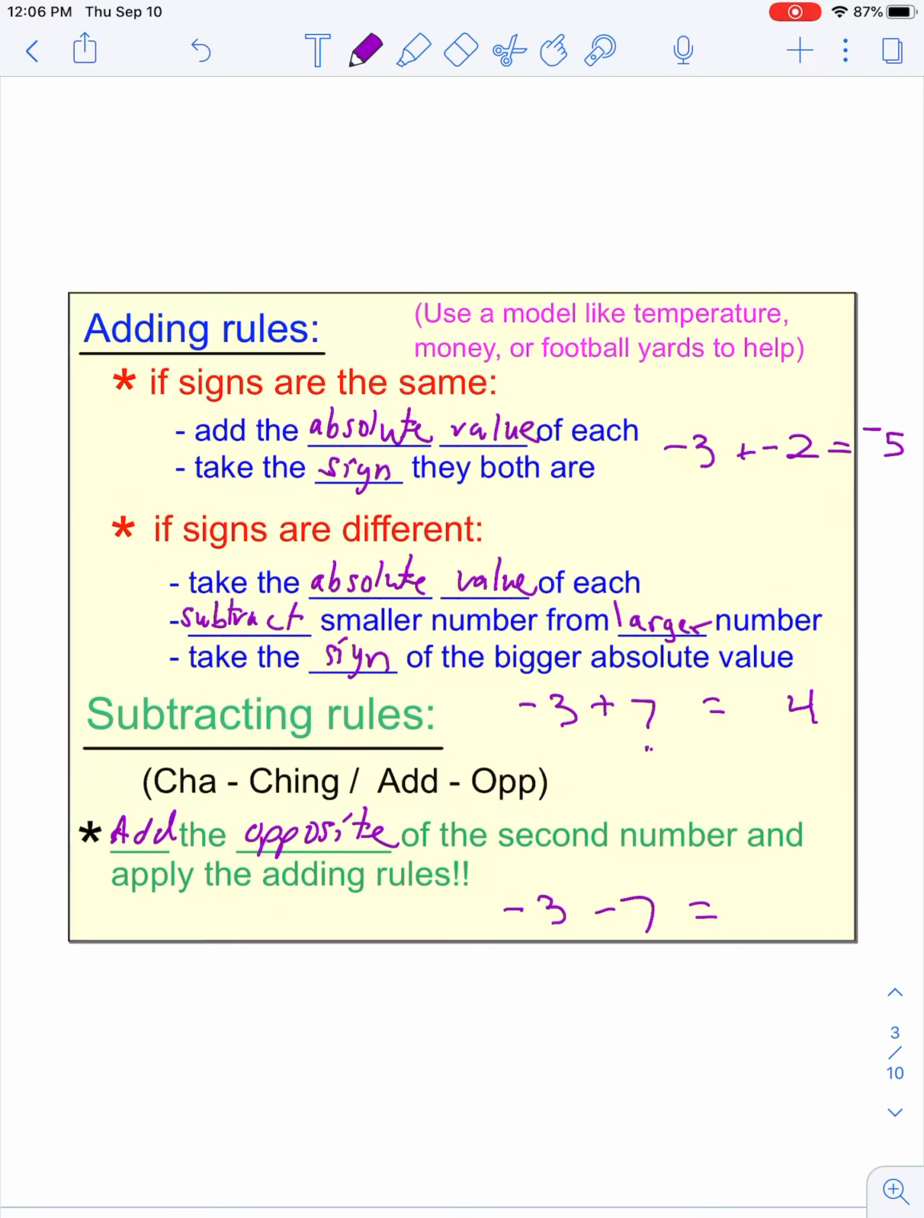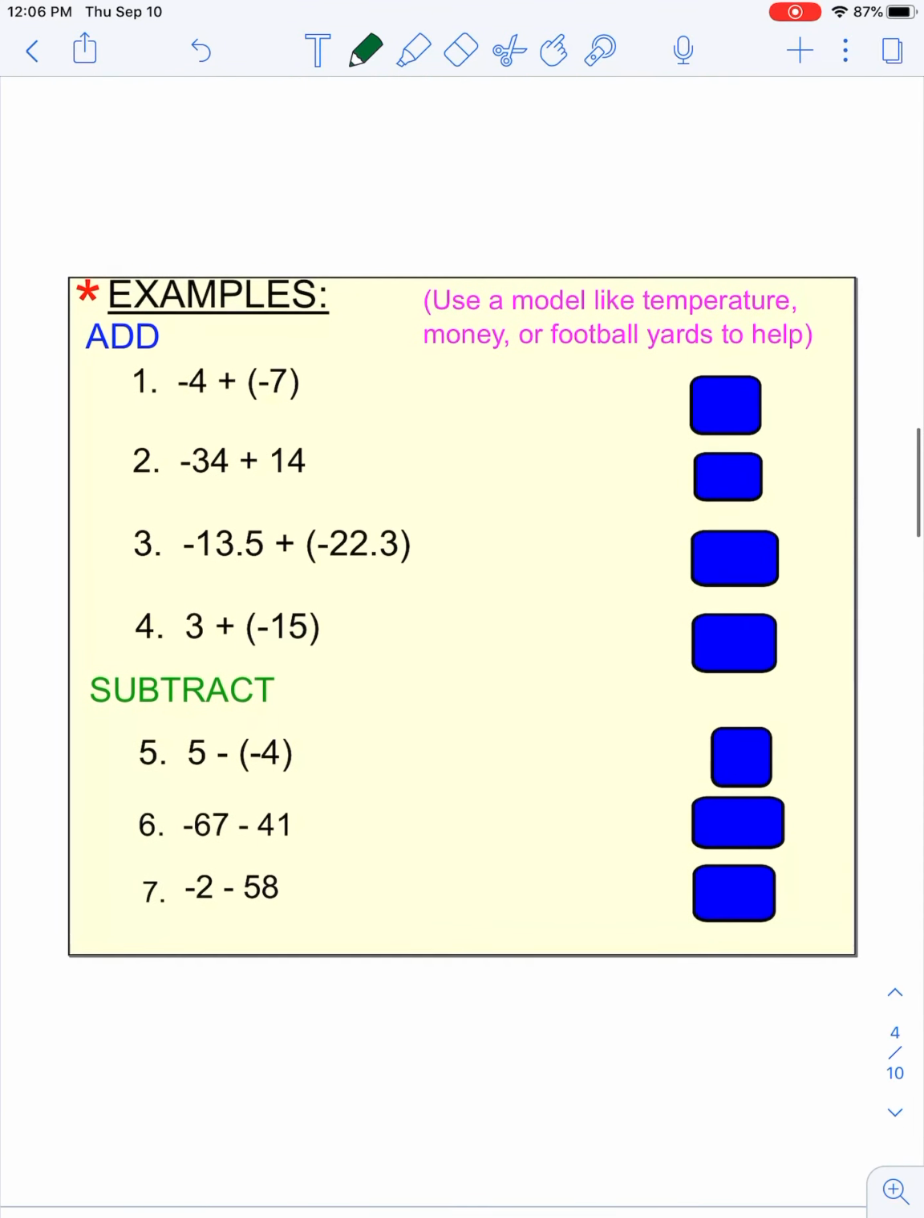Now what you're going to do is you're going to add the opposite. So you're going to change this to add and then the opposite, and you're going to get -10 for your answer. But again, you could think about models. If you lose 3 yards in football and then you lose 7 more, you're going to be at a loss of 10. I'd like you to try these examples right now. I'd like you to pause the video, do each of these without a calculator, and then put the video back on and see if you got them correct.